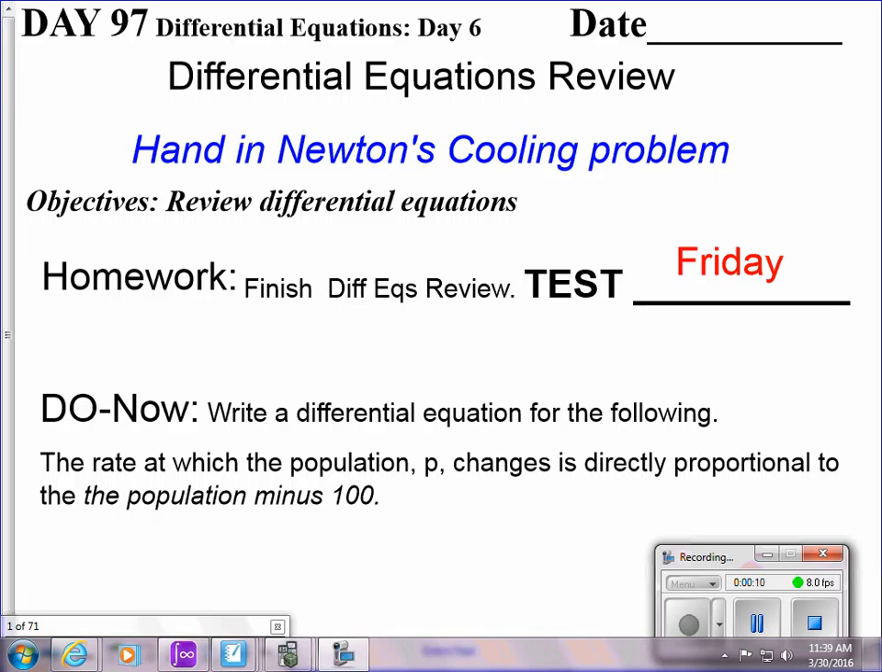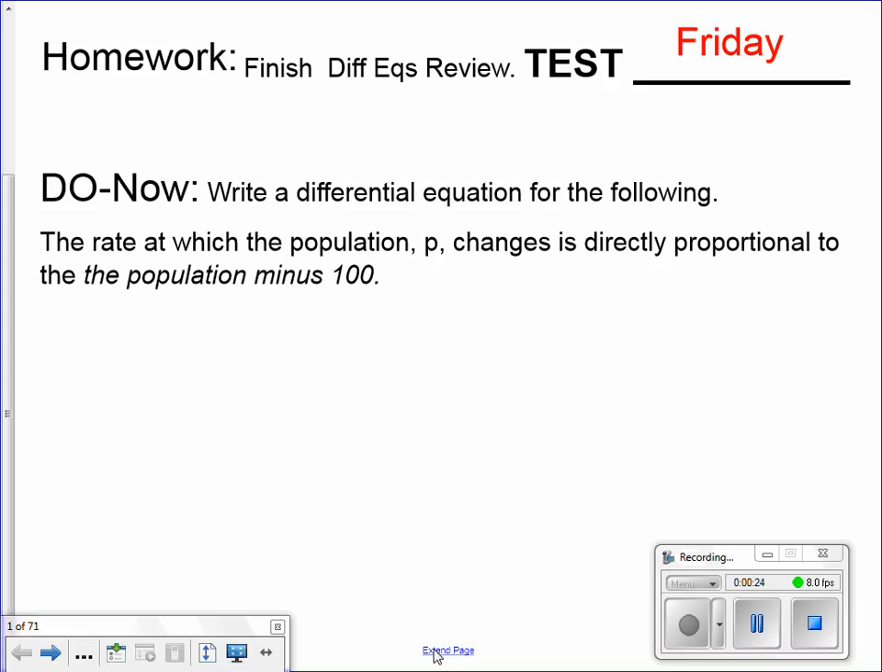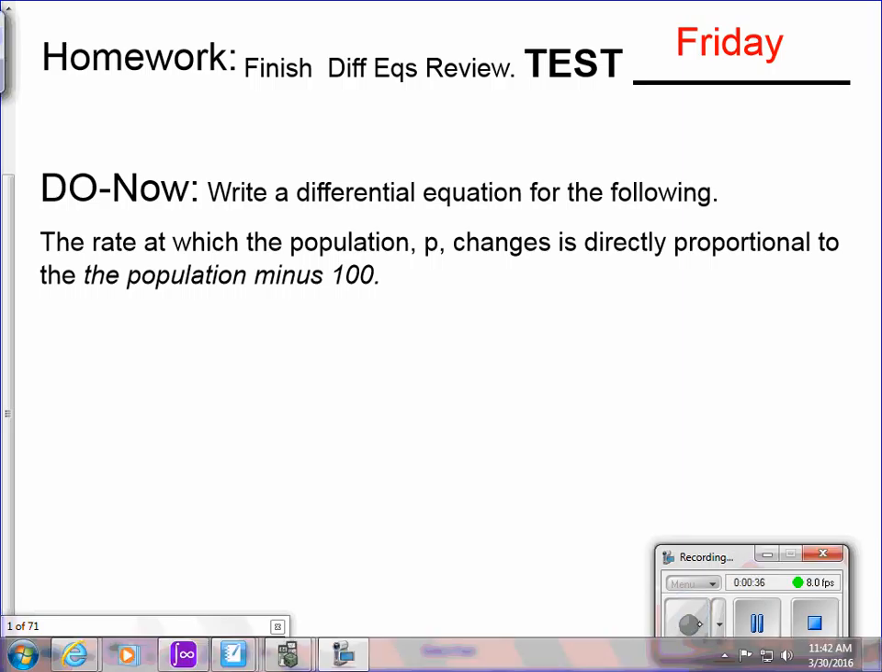We are going to continue reviewing this last unit, differential equations. And before we really get going, I will collect the take-home quiz in a minute. But I thought maybe we could just start with the way you think about this. I want to see if you could translate this into a differential equation. So we have a little sentence here that I'd like to translate.